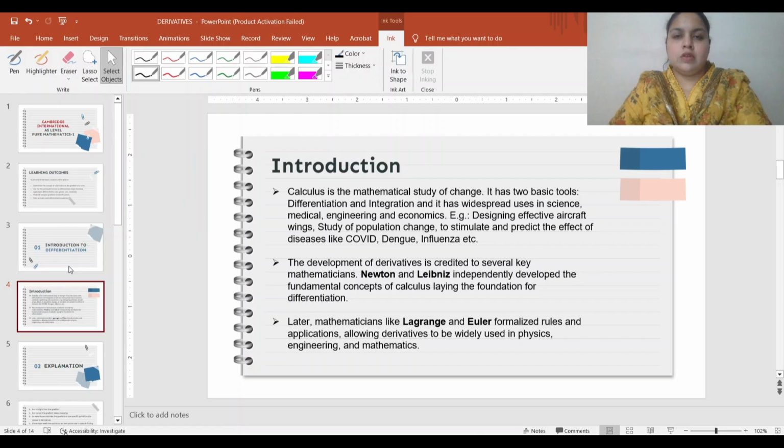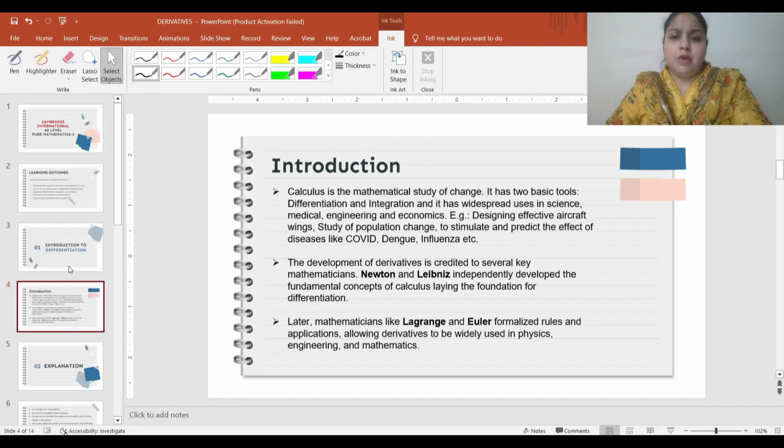Calculus is one of the main branches of mathematics. And what is calculus? Calculus is the mathematical study of change. In calculus, we have two more branches, derivatives and integration. You might be thinking where this differentiation is used. It is used wherever change is required.